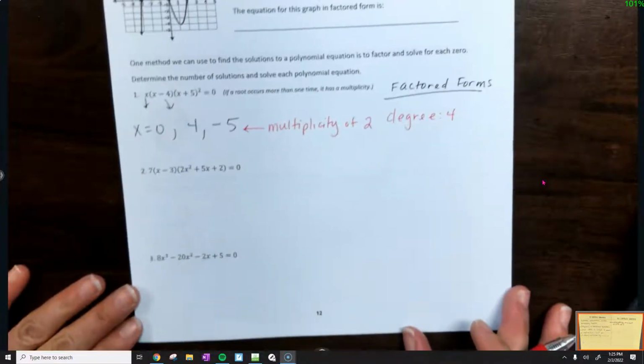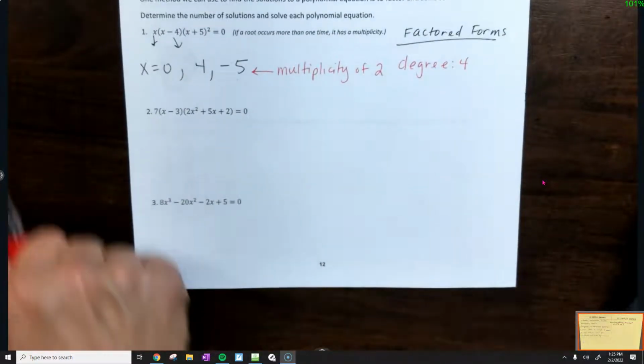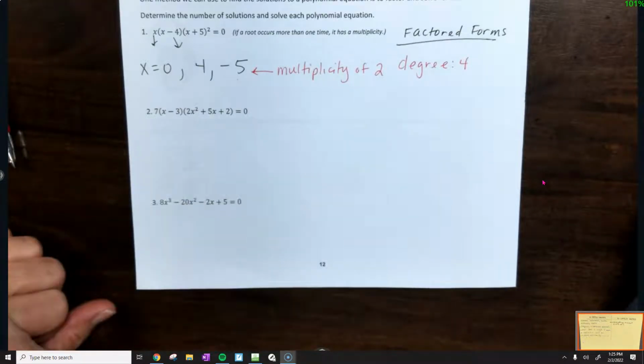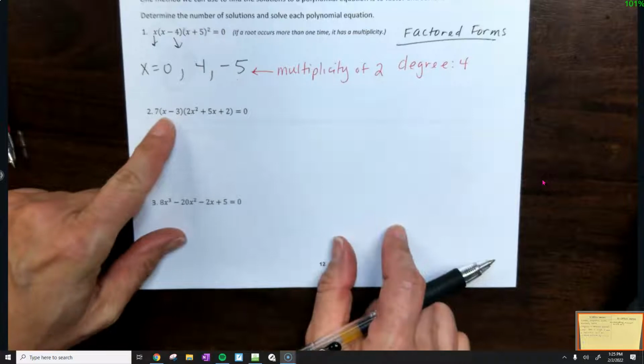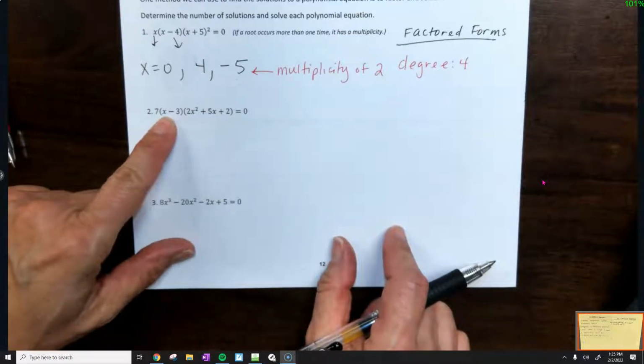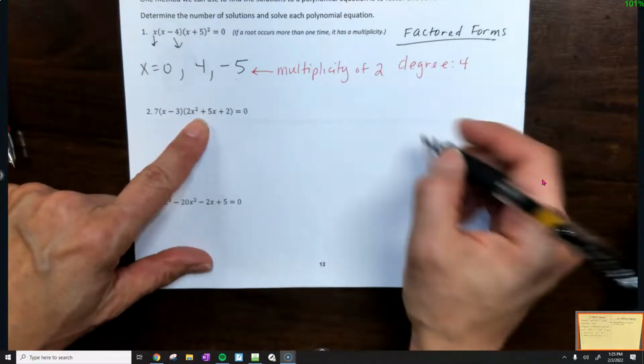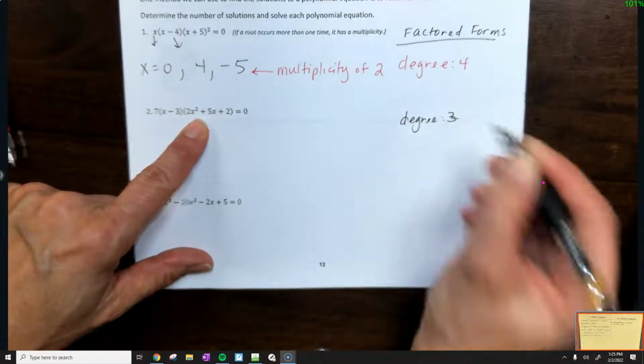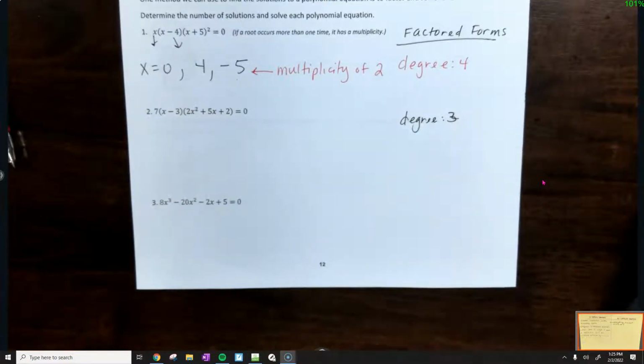For this next problem, it's partially factored. So remember, the 7 doesn't mean anything. It only means something when we have an x here. The highest degree in this group is 1. The highest degree in this group is 2. So we have a total degree of 3 for this example.